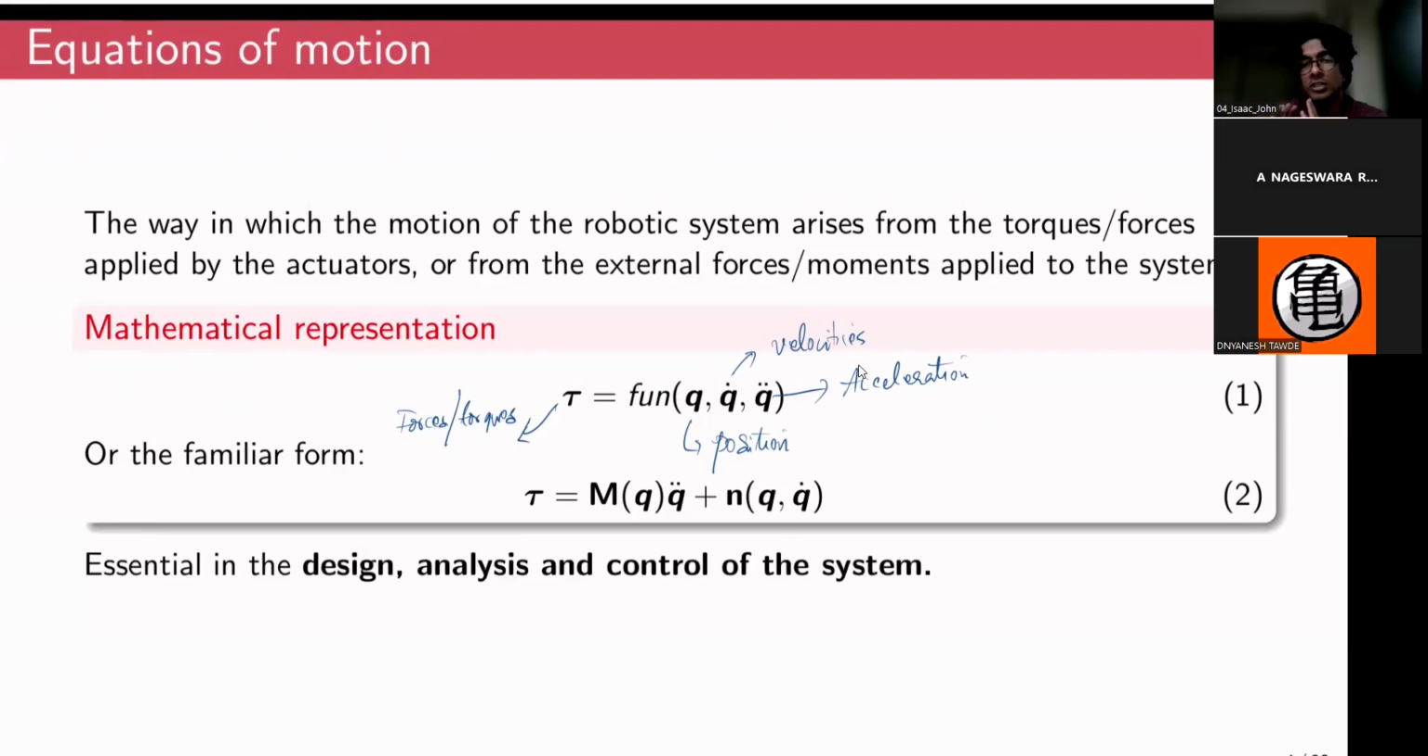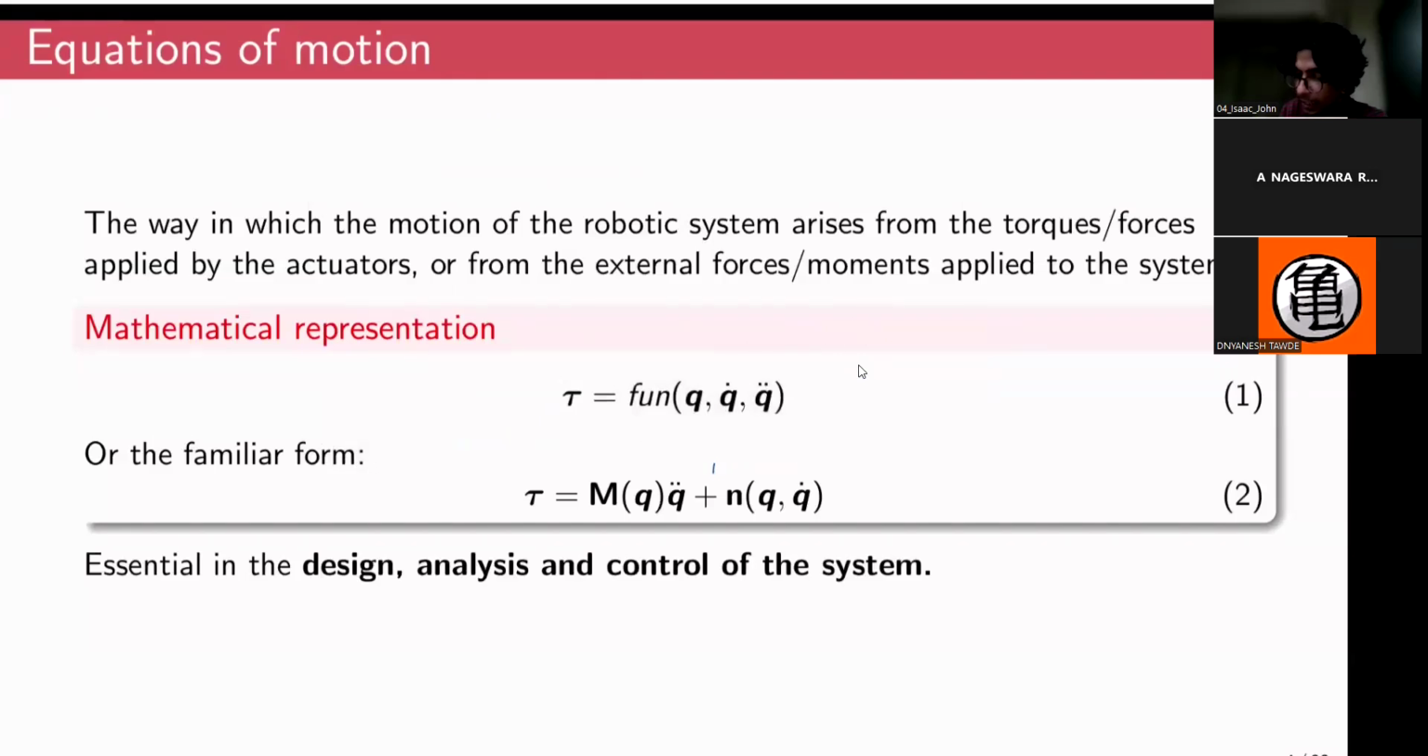For example, if your robot consists of only revolute joints, and if you consider your generalized coordinates to be the joint variables of the revolute joints, all of the elements inside this tau vector will be torques. And if your generalized coordinates comprise linear coordinates like prismatic joints, then the corresponding terms inside the force vector would also be forces rather than torques, right? So this is the general form, right?